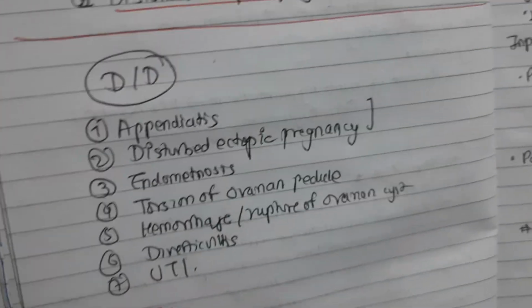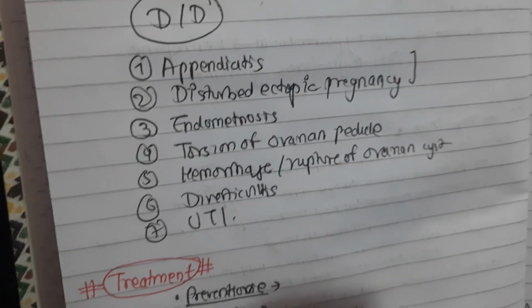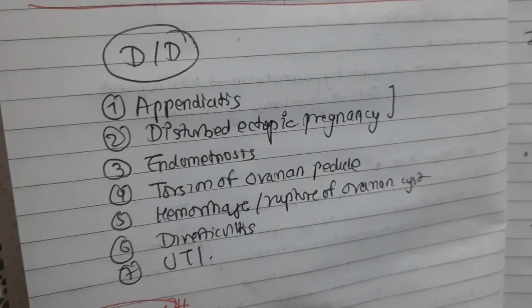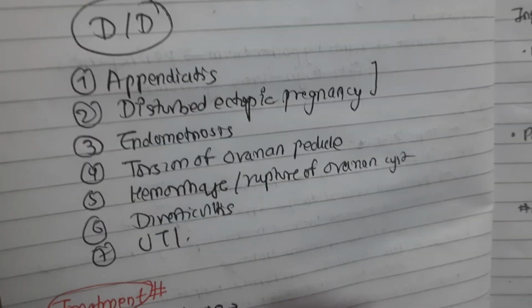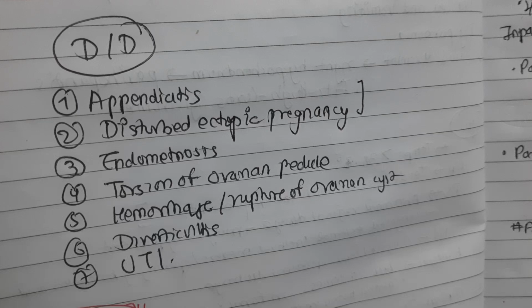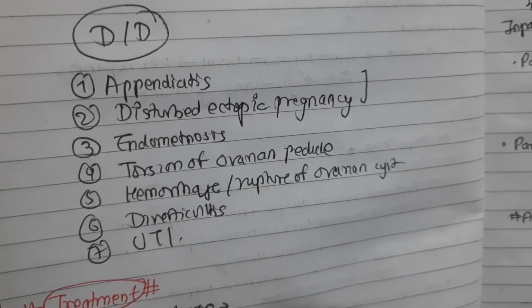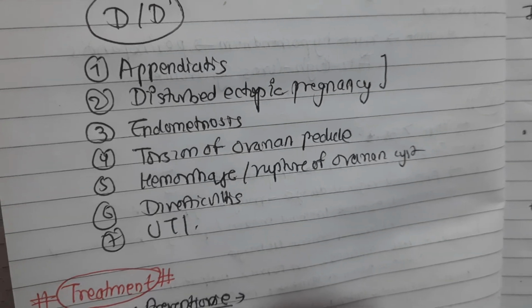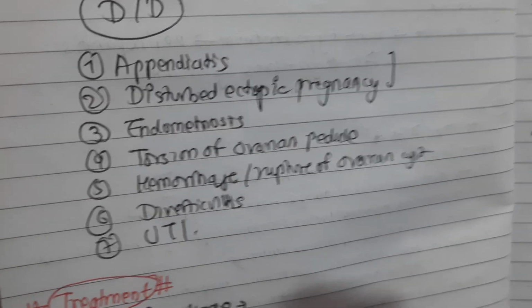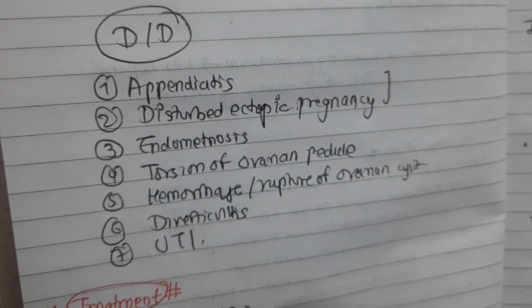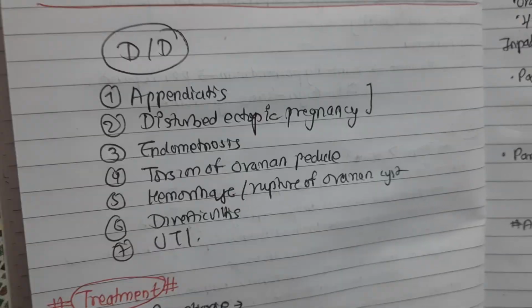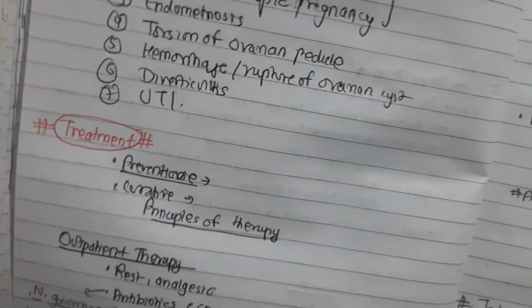Now talking about the differential diagnosis of PID, we have appendicitis as a differential diagnosis. Second one, disturbed ectopic pregnancy. These two must be ruled out at any cost, and there may be endometriosis, torsion of ovarian pedicle, hemorrhage or rupture of ovarian cyst, diverticulitis, and UTI. These are the differential diagnoses for PID.